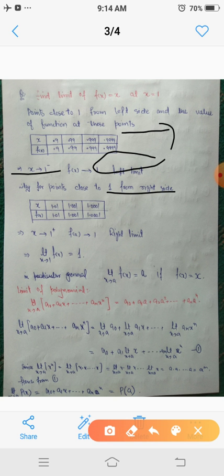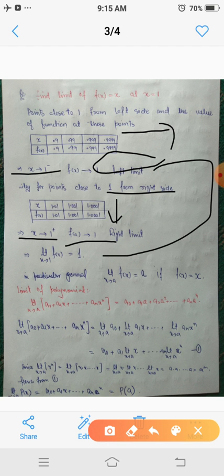Similarly, if we consider the points close to 1 from the right side, that is 1.01, 1.001, 1.0001, the value of the function at these points is the same, because f of x is x. This implies that when x tends to 1 from the right, f of x tends to 1. Hence the left limit equals the right limit, which implies that the limit of this function is 1. So in general, similarly we can prove that the limit of f of x, where f of x is x, at x equals a is simply a.